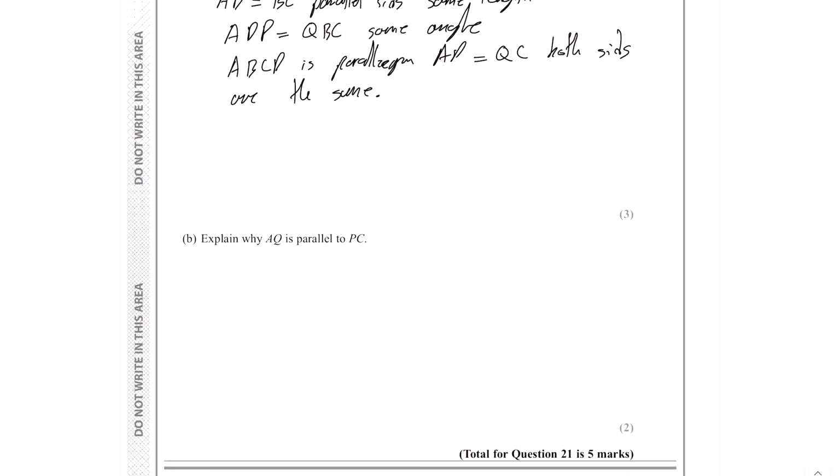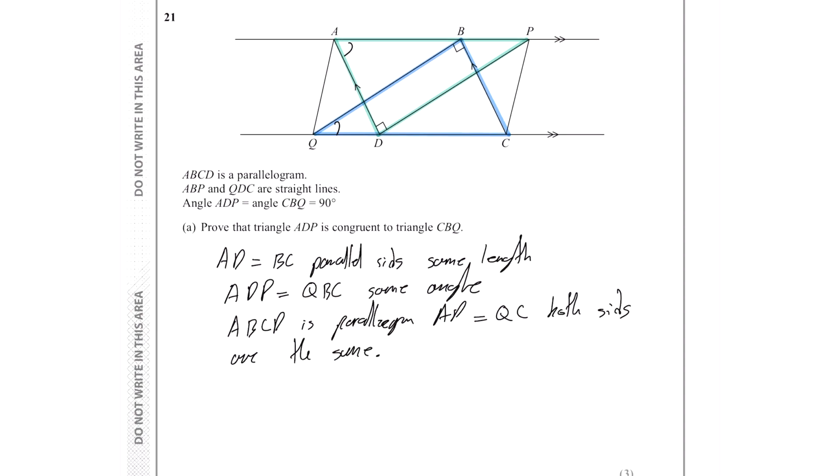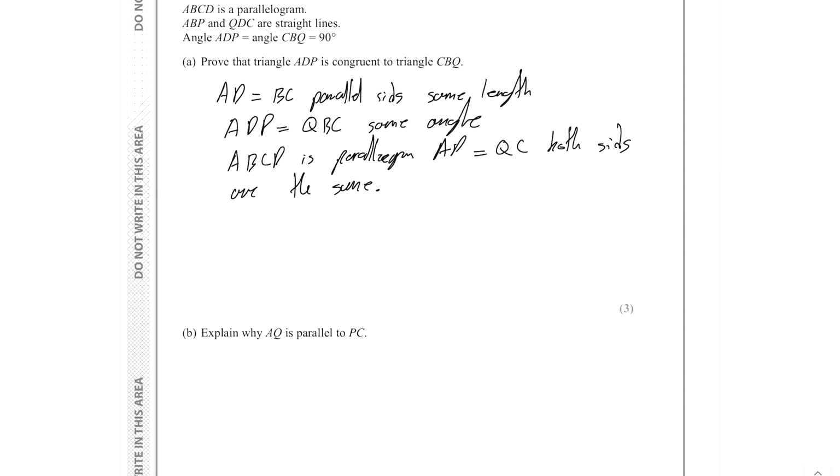And then it says explain why AQ is parallel to PC. AQ is parallel to PC because APQC is a parallelogram. So we can just write that APQC is a parallelogram, and the opposite sides are equal.